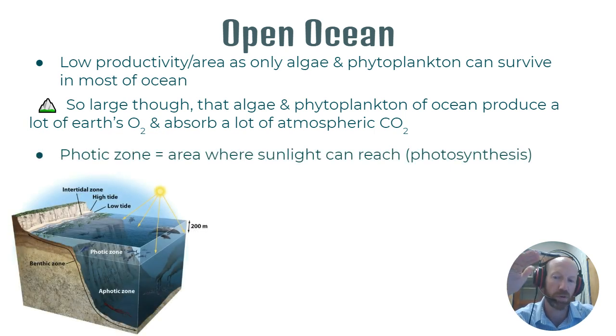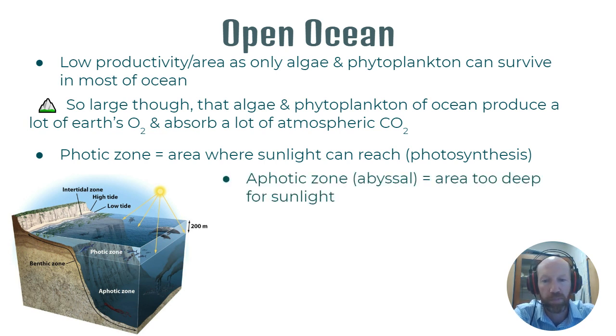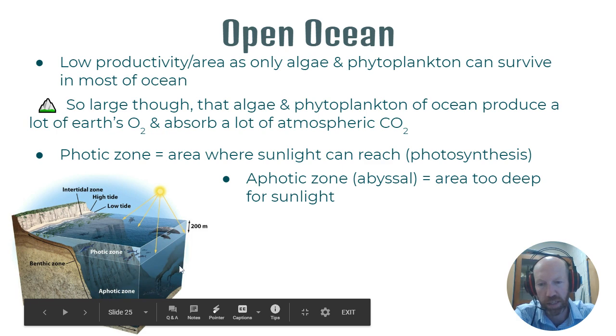So we have zones to the ocean as well. The top zone is the photic zone. Photic meaning light, so that's where sunlight can reach and photosynthesis is going to occur. Then you have the aphotic, not light, also called the abyssal. The abyss you've probably heard of, which is the area that is too deep for sunlight. Down here, you can see it's a little bit darker.